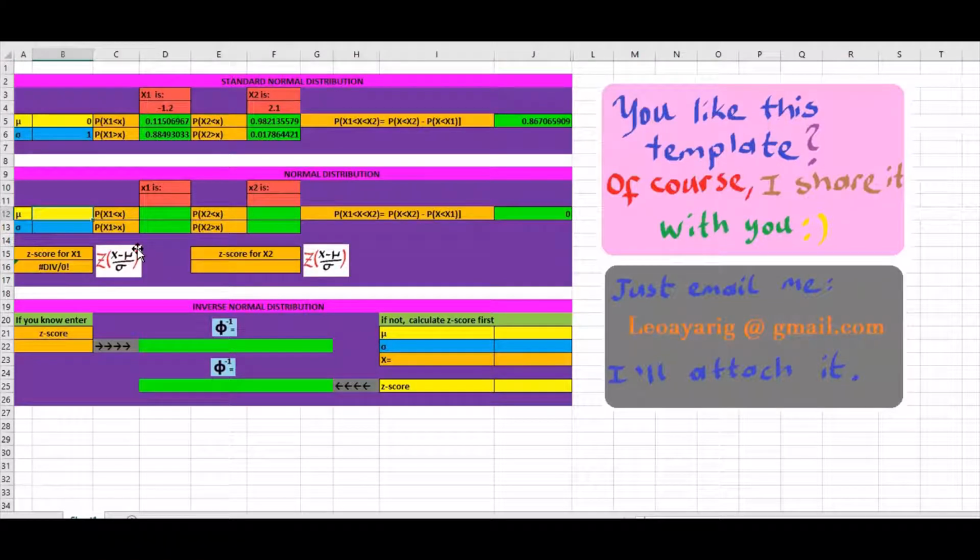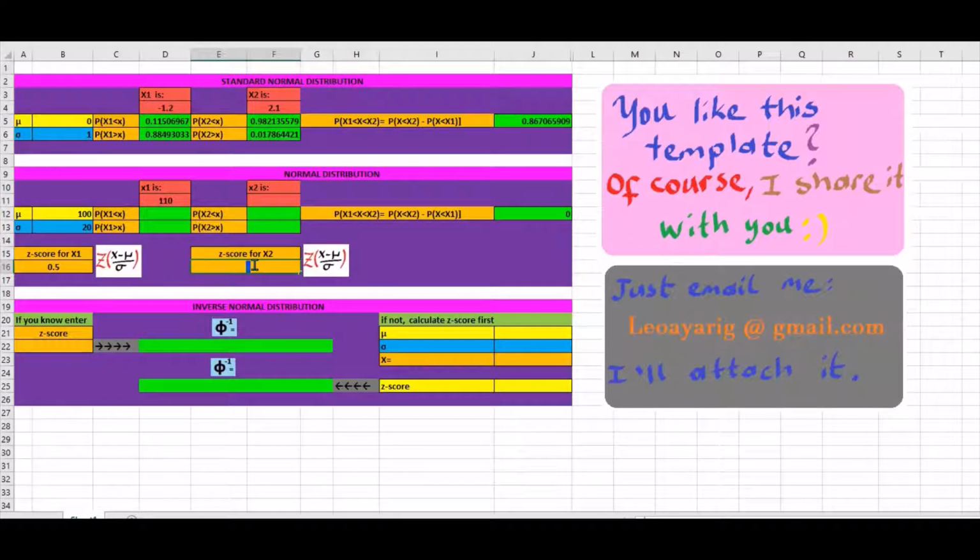Let's write our mu is 100, our sigma is 20, and let's say our x value we're going to compute is 110. So our z-score is 0.5, which automatically came out, because the function we have written here executed x minus mu divided by standard deviation. Let's write our z-score for x2 as well.